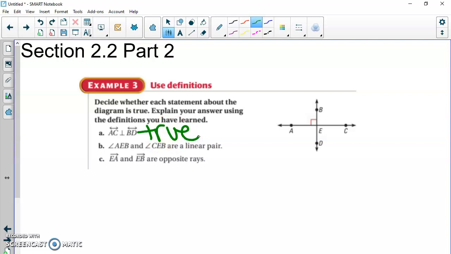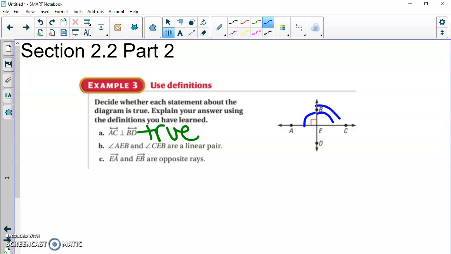Angle AEB and angle CEB. AEB is this angle up here. Yes, we know that it's right, but it's still that angle. And CEB right here, this other angle. I'm going to just do that because I want to focus on two different angles right there. I know that they are equal.